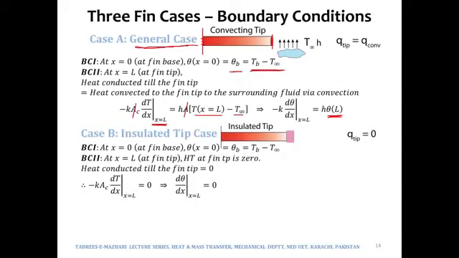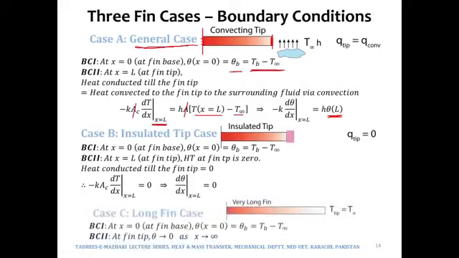Now for the second case, case B, the insulated tip case, the first boundary condition remains the same, means we know the temperature at the base of the fin. So at x equal to 0, theta would be equal to theta b, which would be Tb minus T infinity. However, the second boundary condition is what the insulated tip case is about. The heat that is conducted till the tip of the fin will not be further convected away, because the area is very small as compared to the rest of the fin and is neglected. Therefore the heat conducted till the fin tip would be 0, it is negligibly small, approximately 0. So minus k dT by dx at x equal to L will be 0. It means that d theta by dx becomes 0.